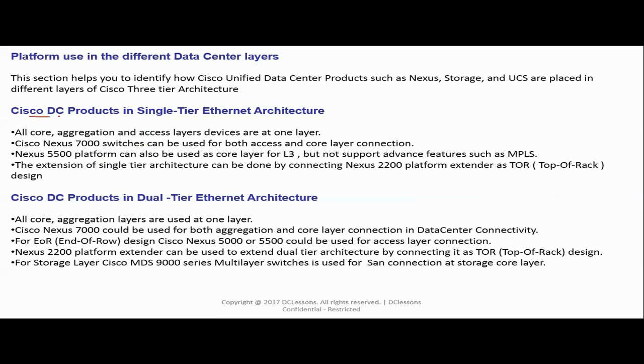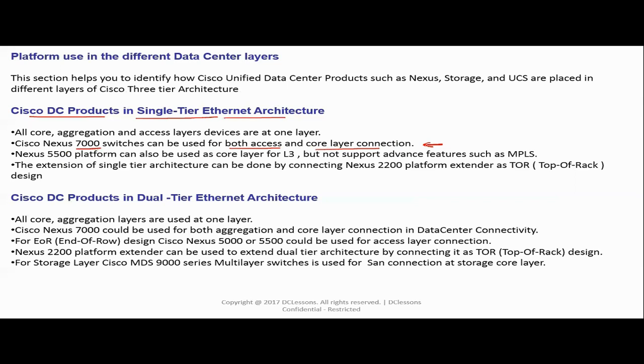So what are the Cisco DC products in the single tier Ethernet architecture? Single tier architecture means we will have only one tier of switches that will act as the core switch, distribution switch, or aggregation layer switch, and access layer switch. So you can use the Nexus 7000 switch both as an access layer and a core layer connection. Now your question will be, how will my Nexus 7K act as an access layer?